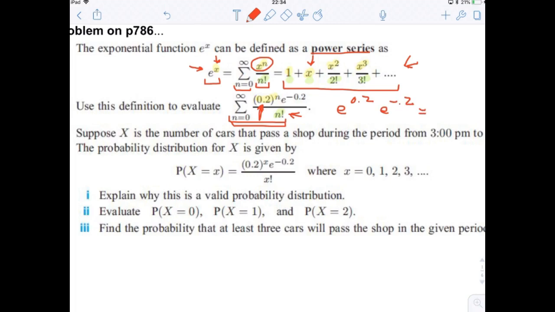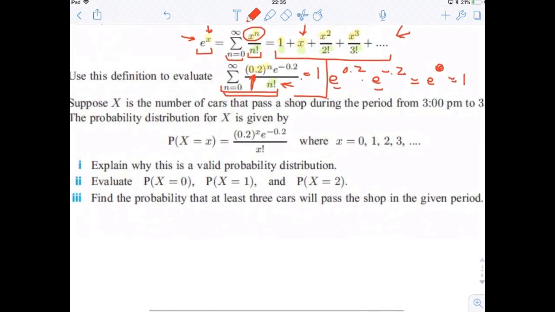Now, if you have two equal bases and each one has an exponent, you can add the exponents when you multiply the two expressions times each other. So you get e to the 0.2 minus 0.2, so you get e to the 0. And remember, e to the 0, or anything to the 0, is just 1. So basically, this expression is equal to 1. All right. Now let's look on, see what else we're supposed to do.